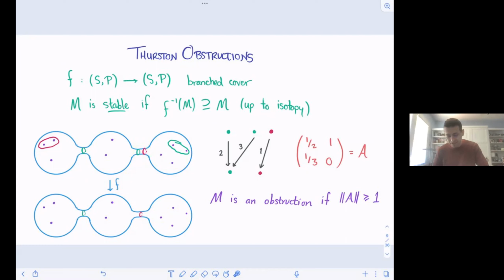This is called a Thurston obstruction if the operator norm is bigger than or equal to 1. And I'm going to explain why this is the obstruction to being holomorphic or rational. Is the operator norm like the largest eigenvalue? No. You look at all the points on the unit sphere, and it's the maximum amount of stretching you get. So it's something like a largest eigenvalue, but it doesn't need to be an eigenvector. I see. Because it's real, it might not be diagonalizable.